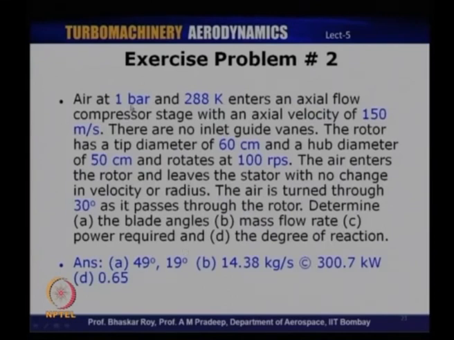The second exercise problem is: air at 1 bar and 288 Kelvin enters an axial flow compressor with an axial velocity of 150 meters per second. There are no inlet guide vanes. The rotor has a tip diameter of 60 centimeters and a hub diameter of 50 centimeters and rotates at 100 RPS. The air enters the rotor and leaves the stator with no change in velocity or radius. The air is turned through 30 degrees as it passes through the rotor. Determine the blade angles, mass flow rate, the power required and degree of reaction.